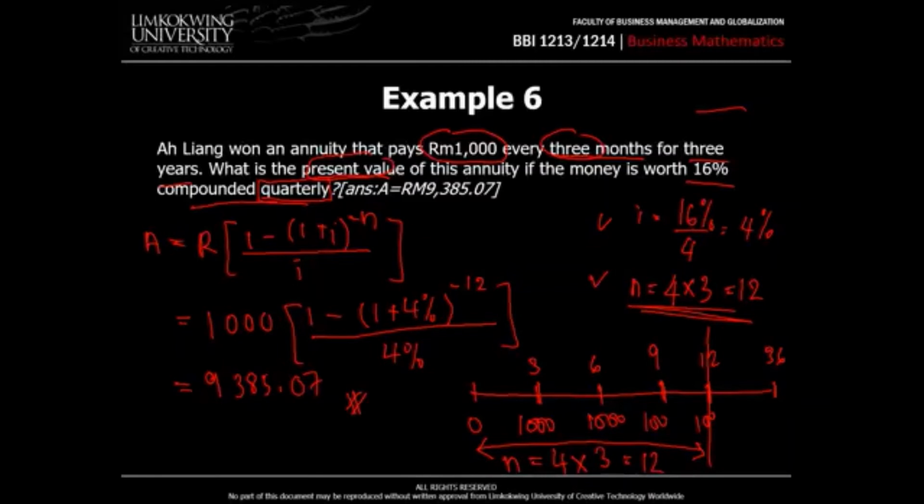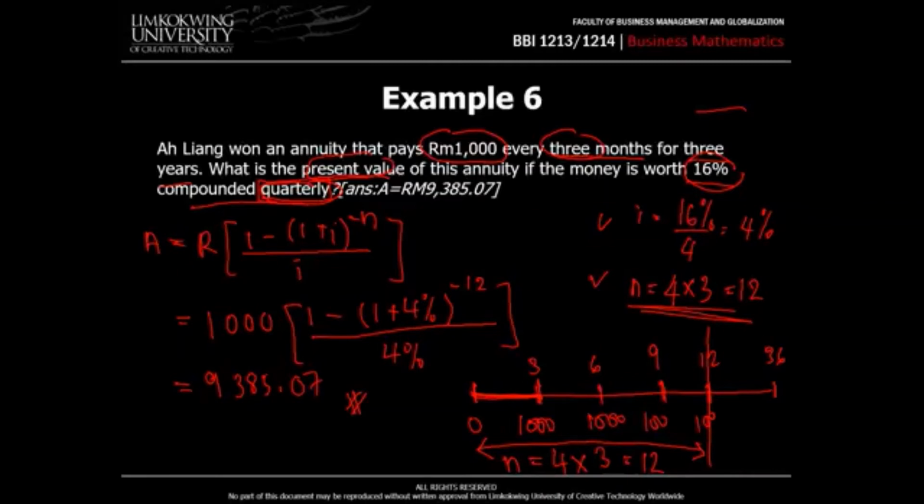Okay, same goes with the I. So I is 16%. For how long? For 3 years, compounded quarterly. Quarterly means 4 times, so that's why you have to divide by 4. In 3 months, 4% charge has been given, because you deposited 1,000 in 3 months. So what is the interest for 3 months? 4%. 16% is for 3 years, but compounded quarterly.